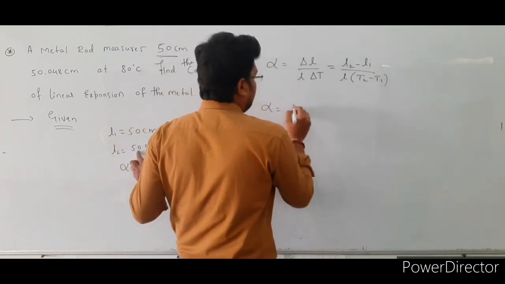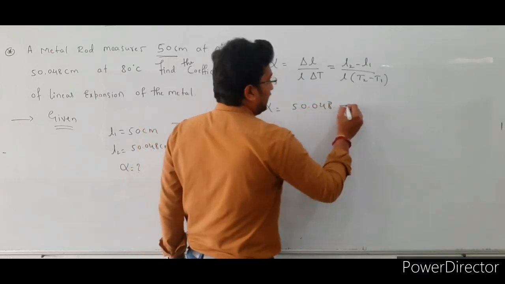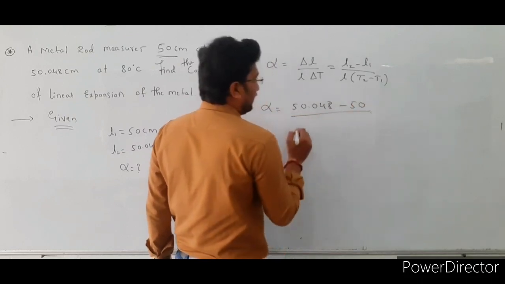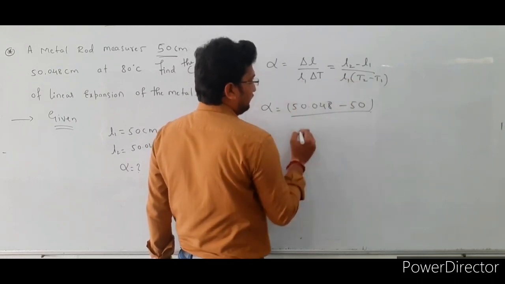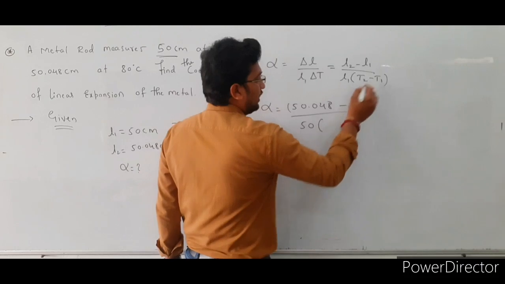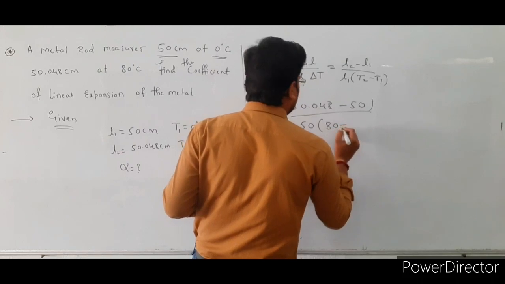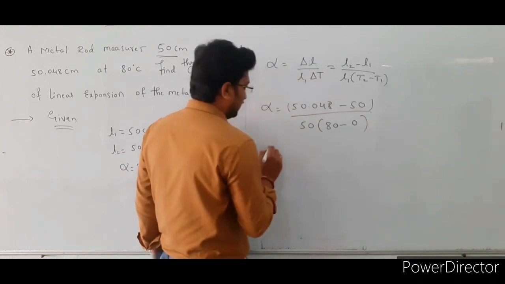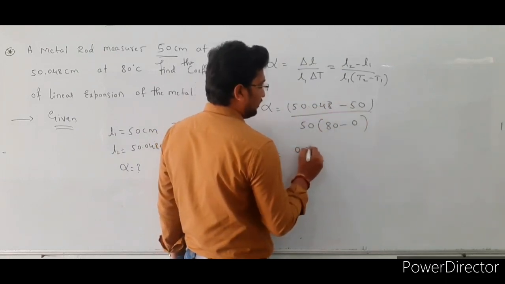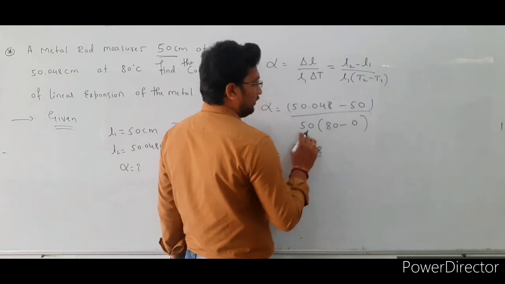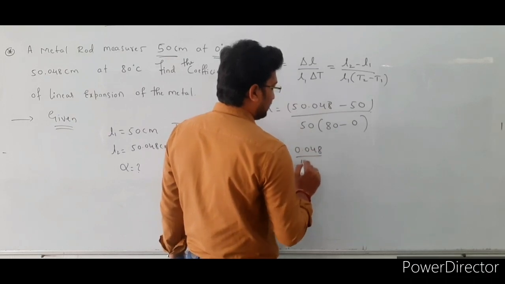So substitute all the values here. The L2 value is 50.048 minus initial length 50, divided by the initial length 50, into change in temperature. T2 value is 80 degrees Celsius minus initial value 0 degrees Celsius. Then alpha is equal to 50.048 minus 50, which means 0.048, divided by 50 into (80 minus 0), which means 80 into 50, that is 4000.